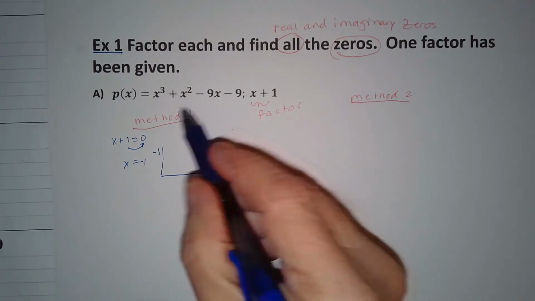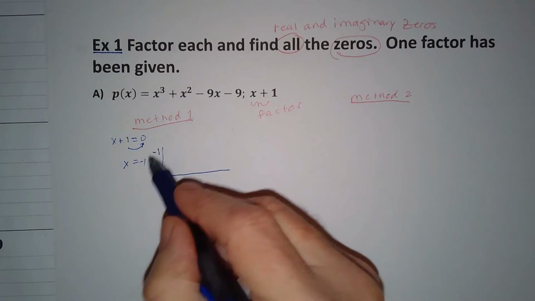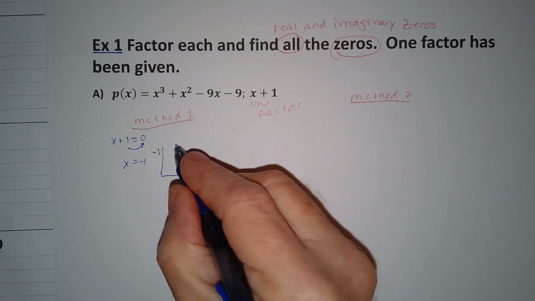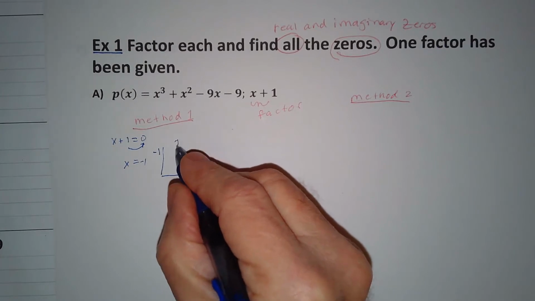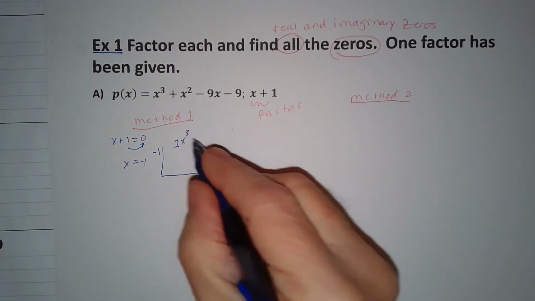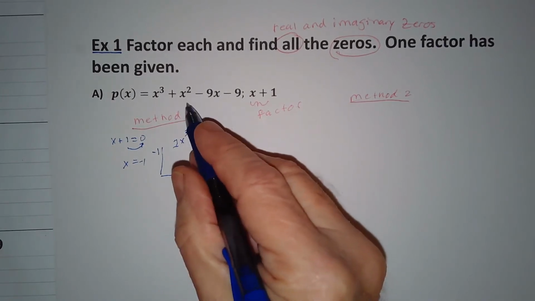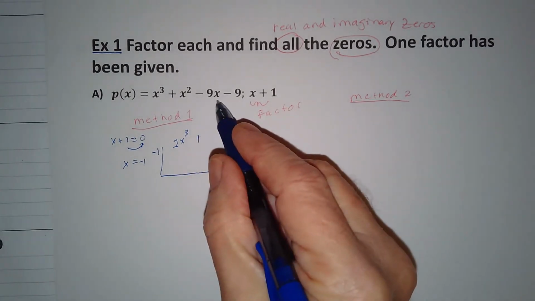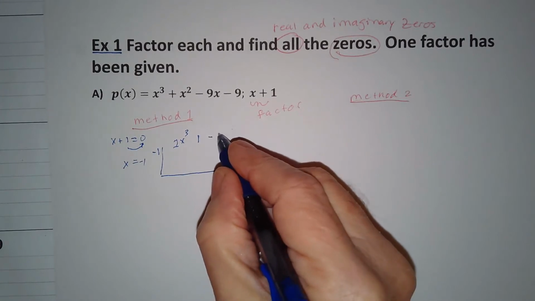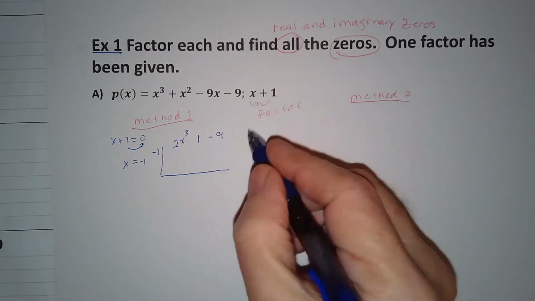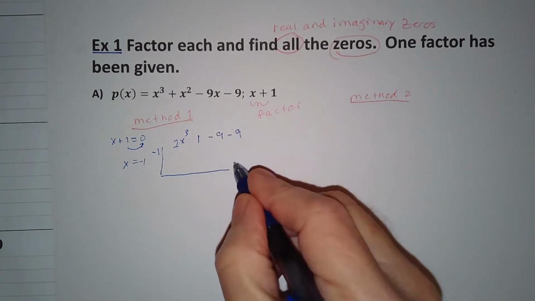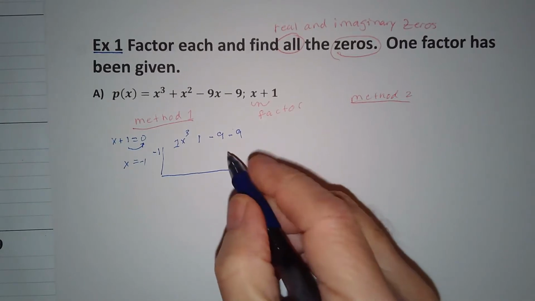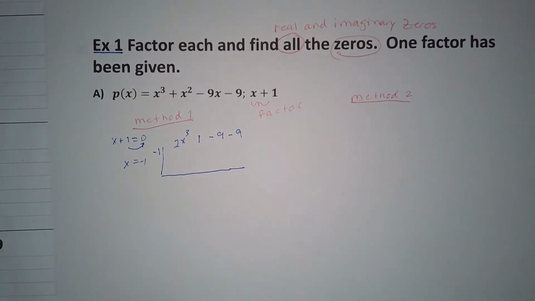And then the first thing here, remember we're dividing out an x, so x cubed becomes x squared. Since there's just one of them, that means it's 1x cubed, right? And then you have 1x squared, and then you have -9x's, and then you've got -9 as your constant. So we're going to go ahead and do our synthetic division.